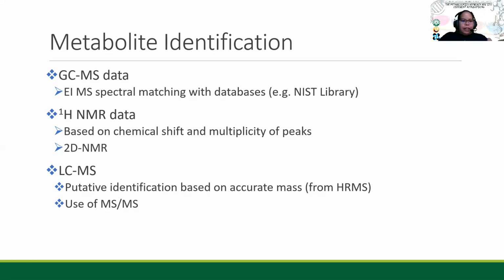And actually, I forgot to mention here, but another thing with GC data, you can make use of your retention time index. And when you're referring to NIST library, having that retention time index information can actually help provide you with more reliable identification of your compounds.